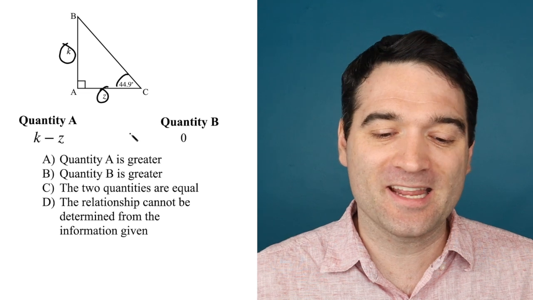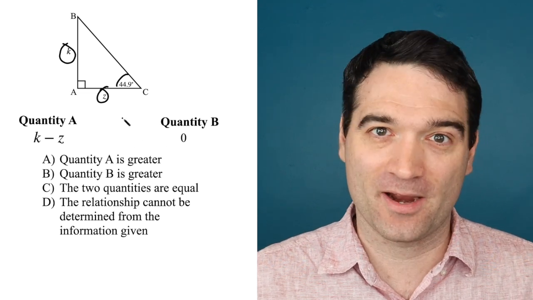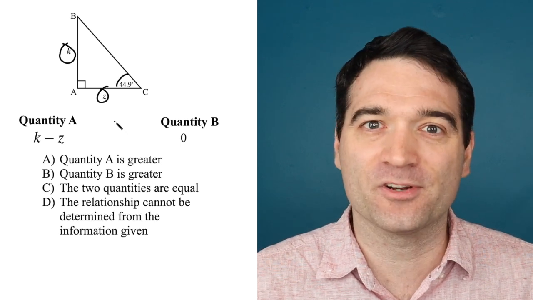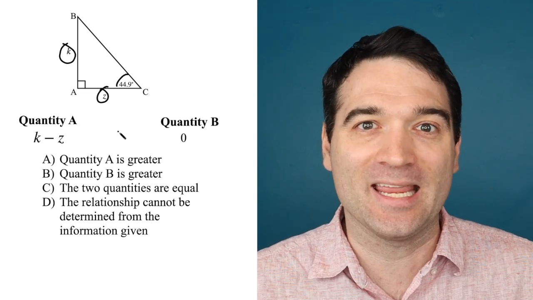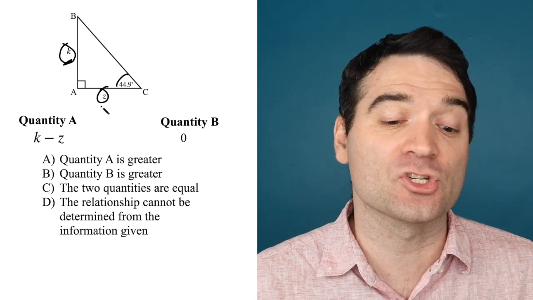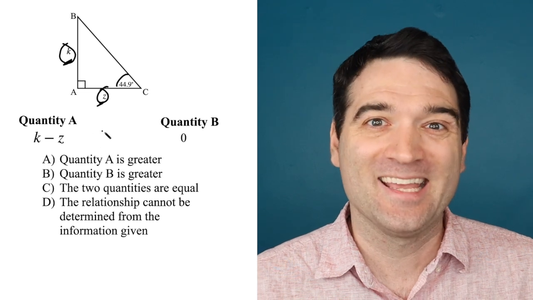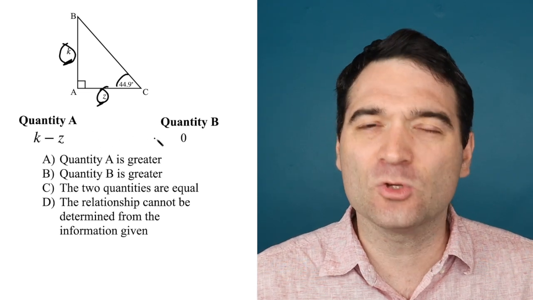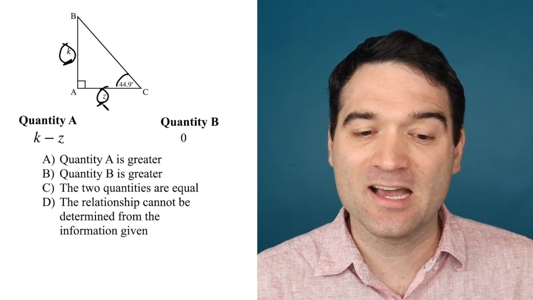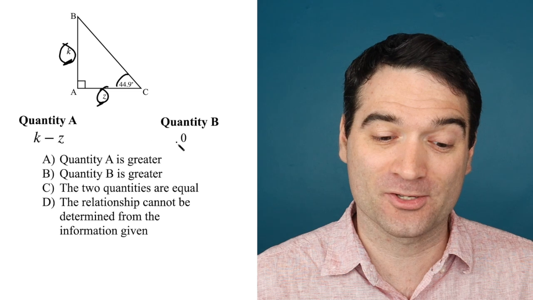So the first thing to observe is that it is quantitative comparison. And it's so important to remember on the GRE that quantitative comparison does not mean solve, right? It doesn't mean solve for K and solve for Z and then subtract them. In fact, that would be impossible. This is about comparing. So let's see what we really are comparing. K minus Z compared to 0, right? We want to figure out which one is greater.